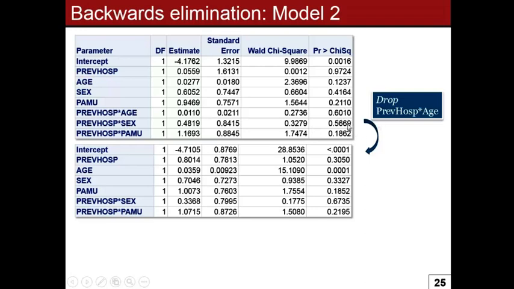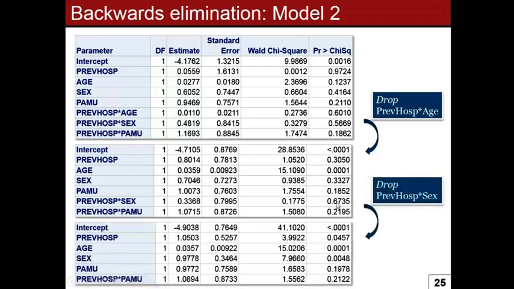None of them look very statistically significant, but I'm going to drop the term that is the least significant. That's this 0.601 associated with previous hospitalization times age. Then I rerun the model and reevaluate, and now it looks like previous hospitalization times sex is 0.6735. That's a higher p-value than the others.